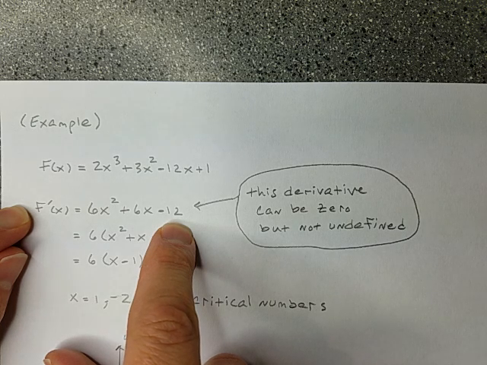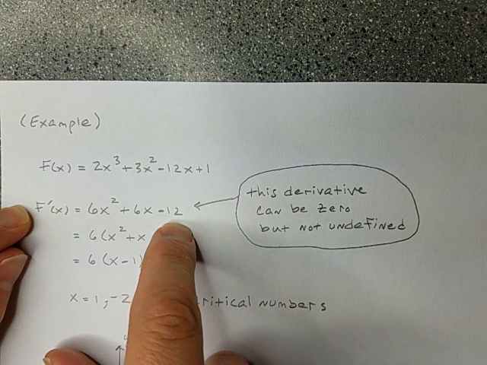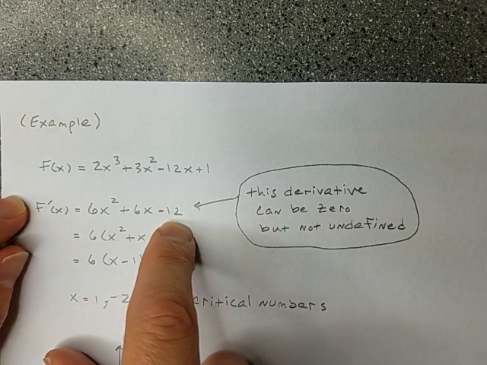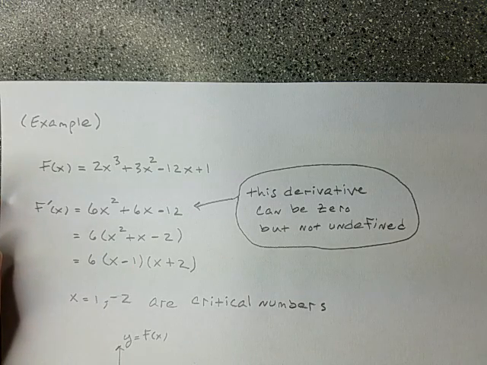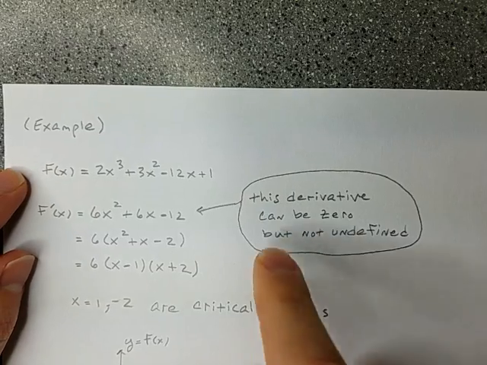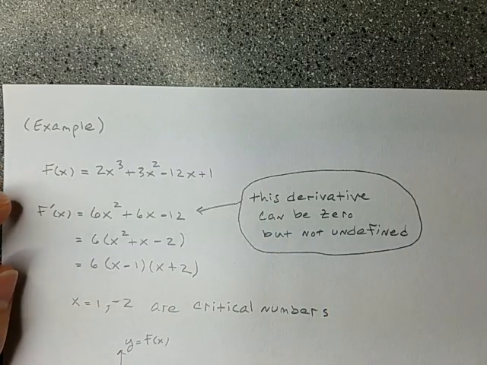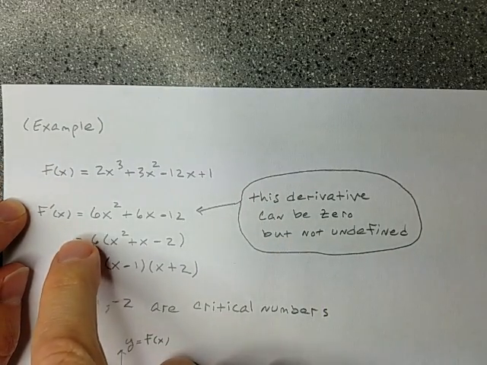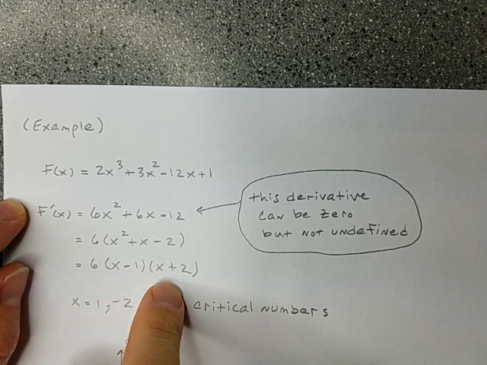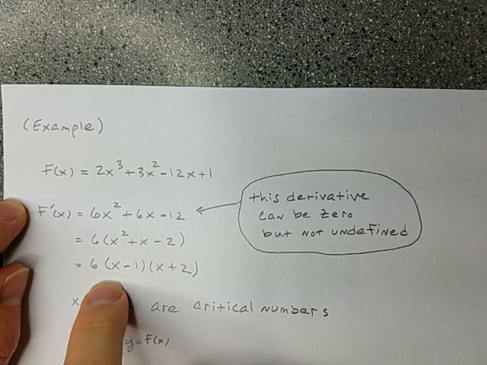It's never going to be undefined. Things are undefined, such as division by 0 or roots of negative numbers. Those sorts of expressions we might say are undefined. Okay, so say I get the derivative and I work on it a little bit and I factor it into this.